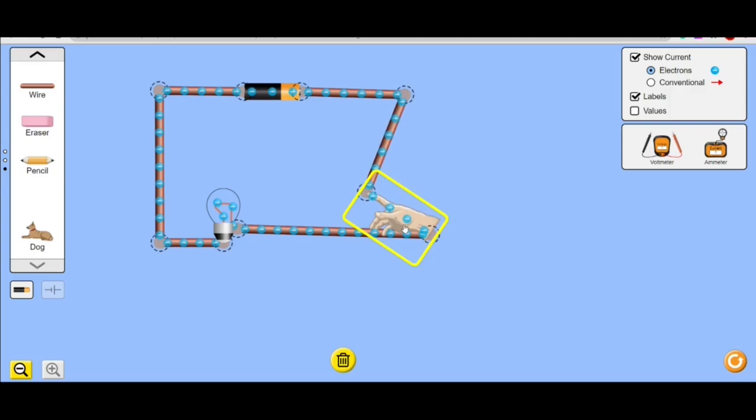So conductors are those substances which allow electricity to flow through them, while insulators are those substances which do not allow electricity to pass through them. The examples of conductors can be silver, copper, aluminium, lead.